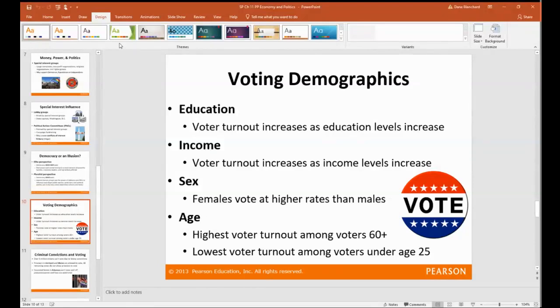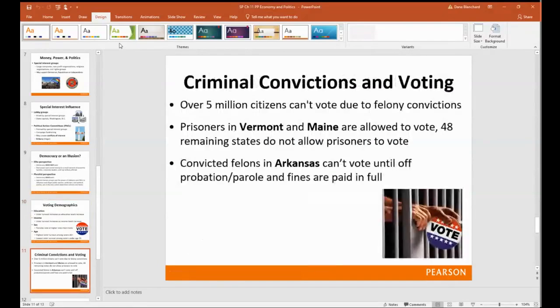The lowest voter turnout are going to be among voters under the age of 25. So typically, as people get older, start raising a family, if they become more educated, they make more money, they're usually more interested in the political process and what's going on, and they're also more likely to vote.